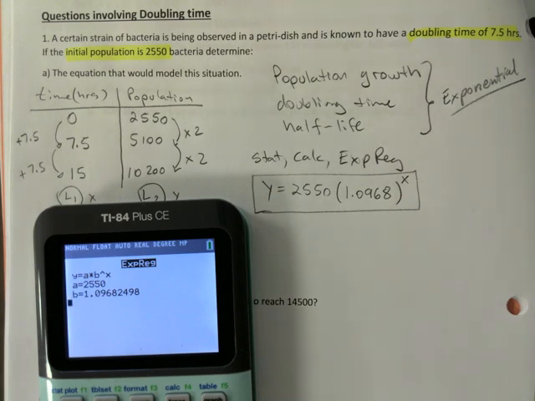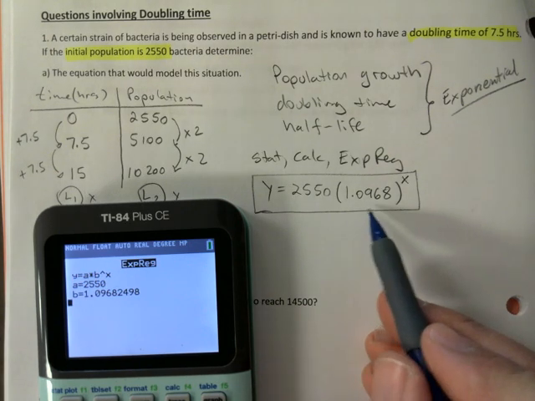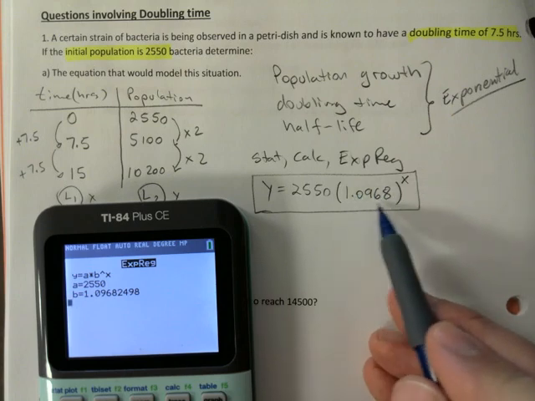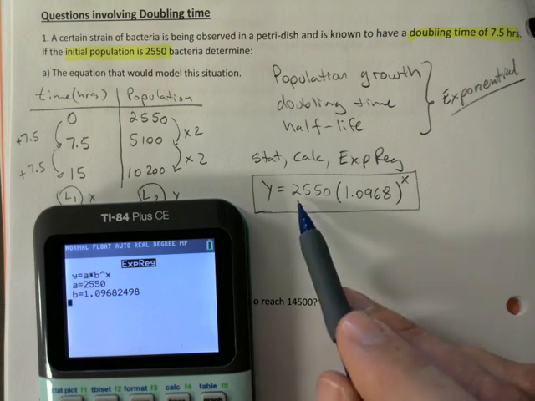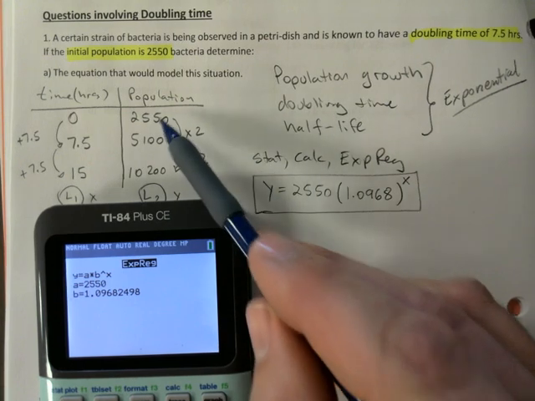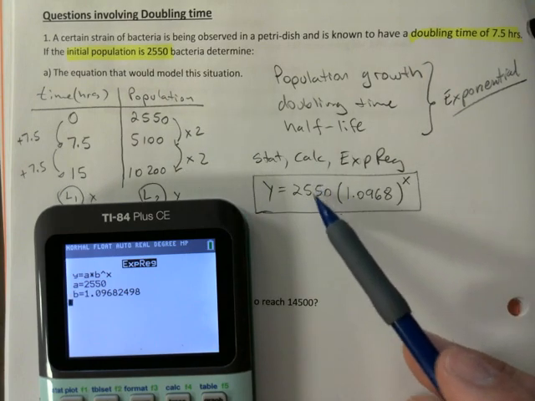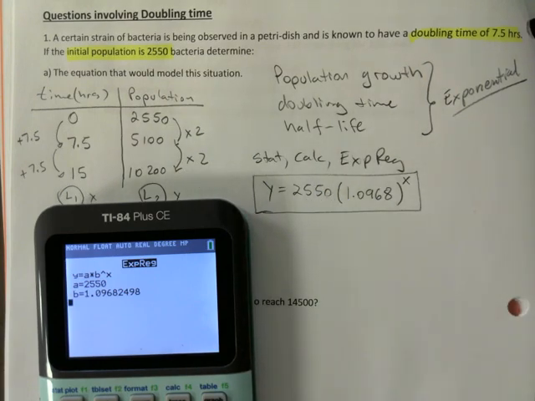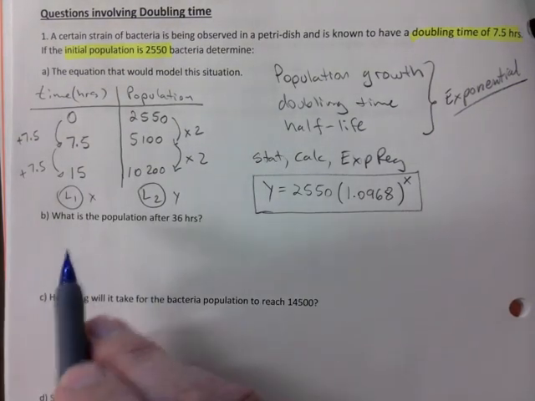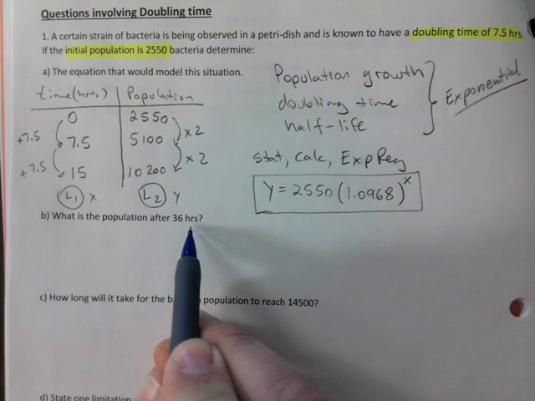And I hope that you understand if something has a doubling time, that there's an increasing effect, right? If you double what you had previously, you're increasing. We are looking for this to be greater than 1. Is it greater than 1? Right? B is greater than 1. That's good. Does the 2550 make sense? Yeah, it's our initial population. This is your y-intercept. So you want to check to see if things are, in fact, what they should be. So we're good. What is the population after 36 hours?